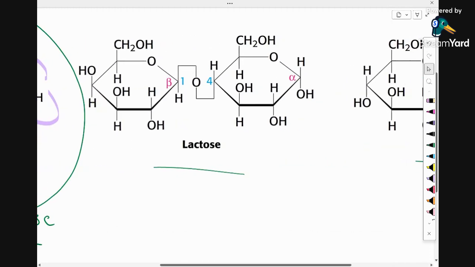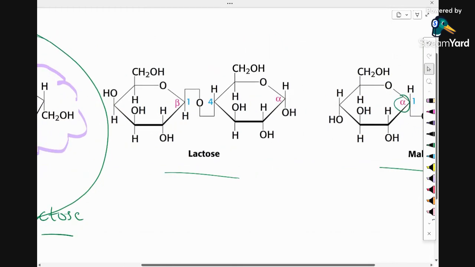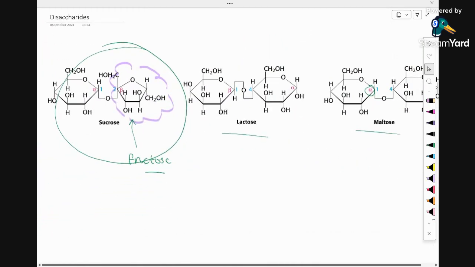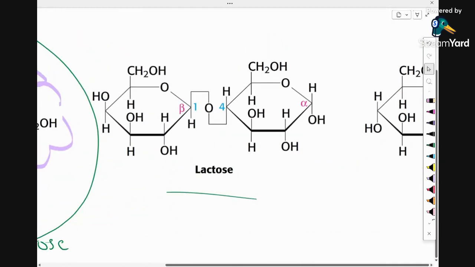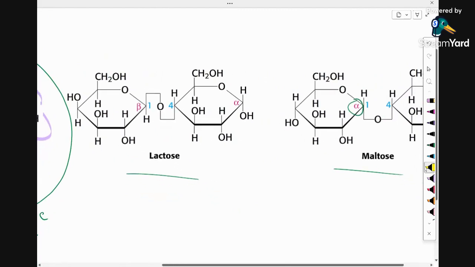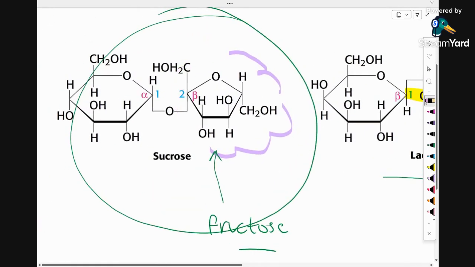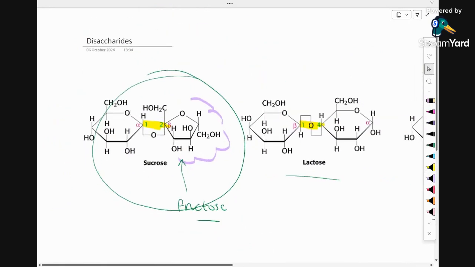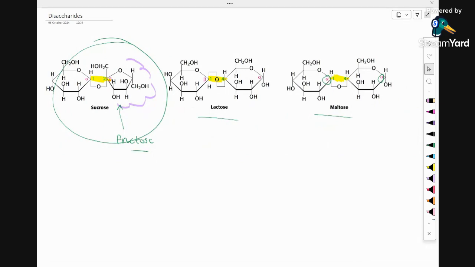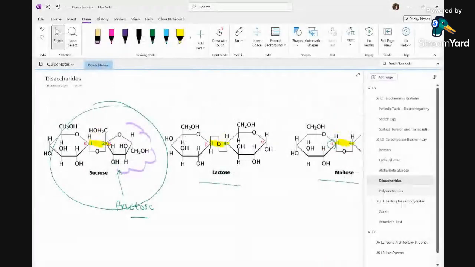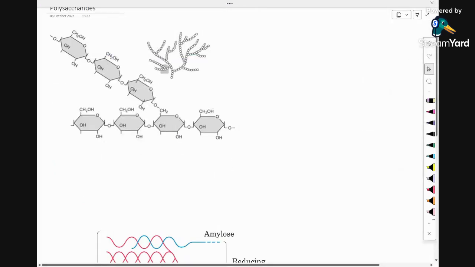Lactose, we have glucose and galactose, as I said before. But they all have glycosidic bonds, and you don't need to learn this, but it's worth bearing in mind. Lactose and maltose have typical 1,4 glycosidic bonds, and if you look carefully here, sucrose actually has a 1,2 glycosidic bond, but don't worry too much about that. That's just food for information, really. You'll never be asked the nitty-gritty on that.